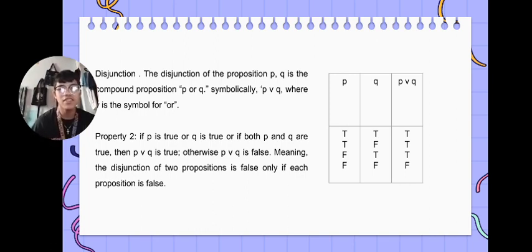Meaning, the disjunction of two propositions is false only if both of its propositions are false. Here is an example in the disjunction table. If P is true and Q is true, then P or Q is true. Then if P is true and Q is false, then P or Q is true. This is the opposite of the conjunction.